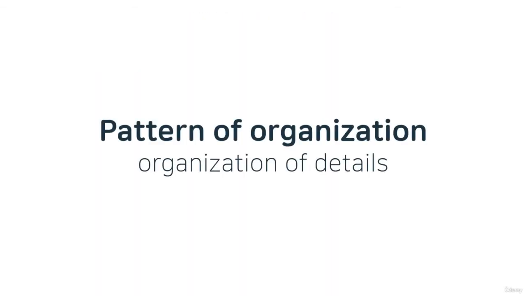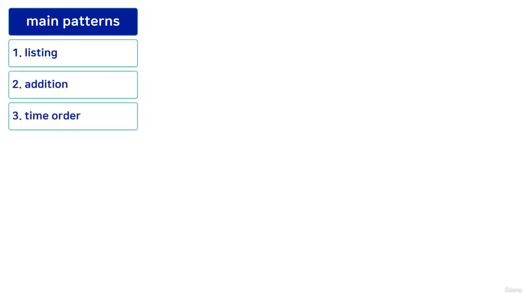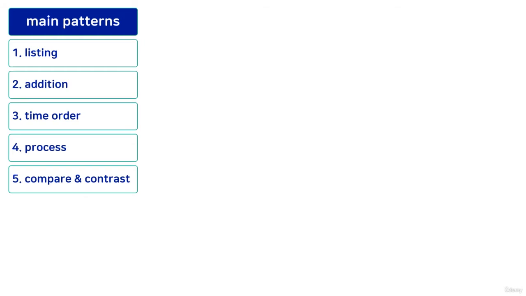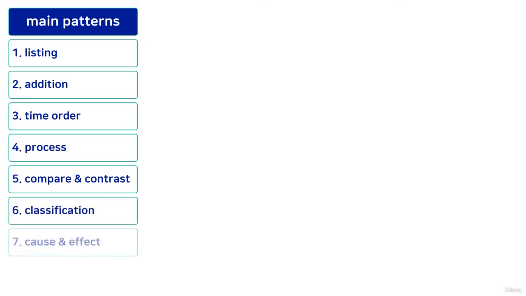The way the author organizes the information in the text is what we call a pattern of organization. And the main patterns of organization are listing, addition, time order, process, compare and contrast, classification, cause and effect, definition and illustration. And depending on the topic of the text and the logic the author wants to create, he or she will use one primary pattern of organization and use various other secondary patterns of organization.